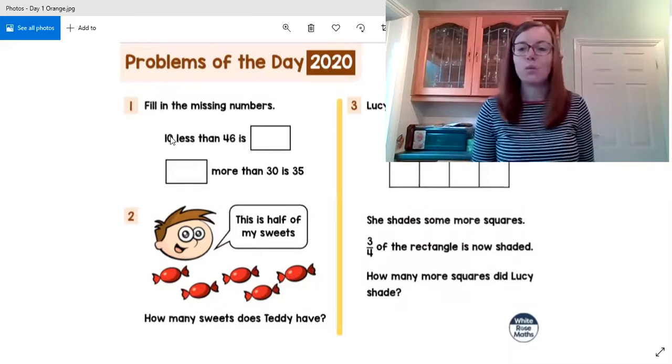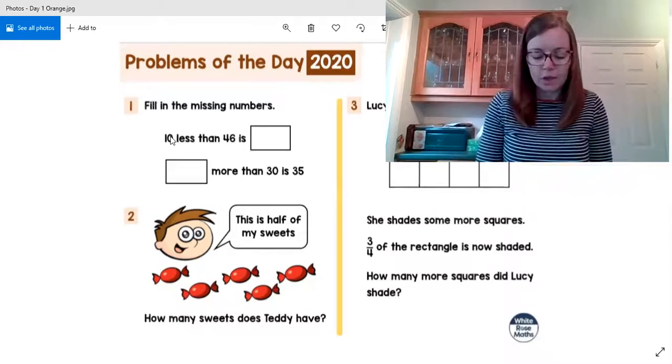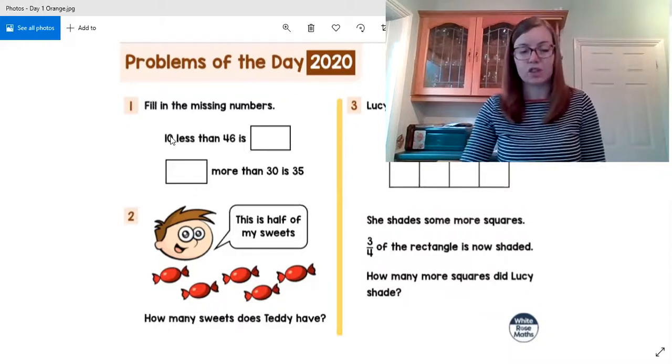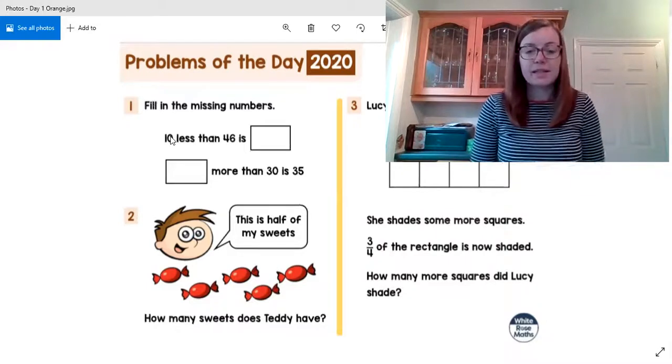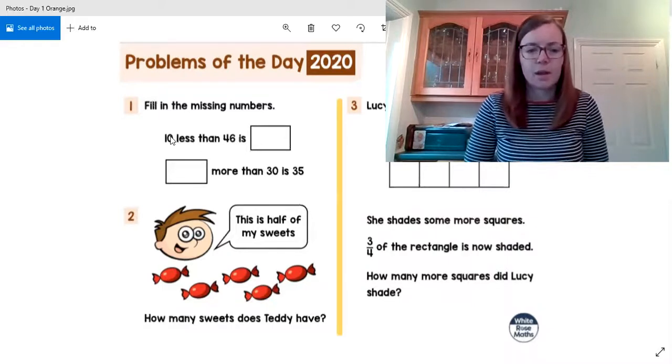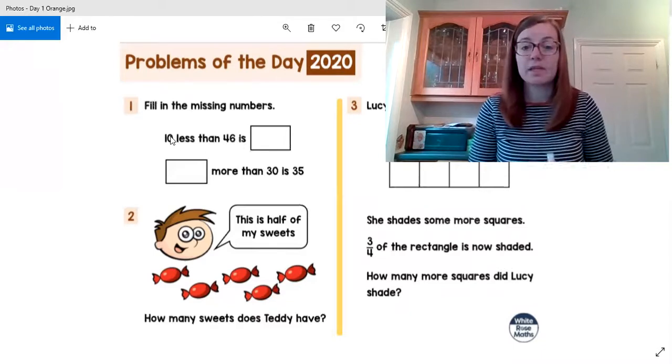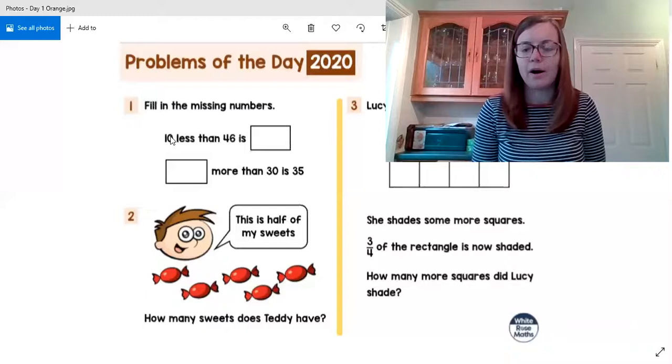Okay, that was a nice little easy warm up. I like those questions. Now let's have a look at the next question. We've got a boy called Teddy here in question number 2. And Teddy tells us that this is half of my sweets. There's a picture of some red wrapped sweets underneath. But it asks us, how many sweets does Teddy have? And here we're looking for how many does he have in total? Because what we've got in the picture is only half.